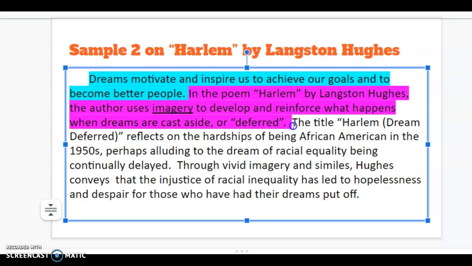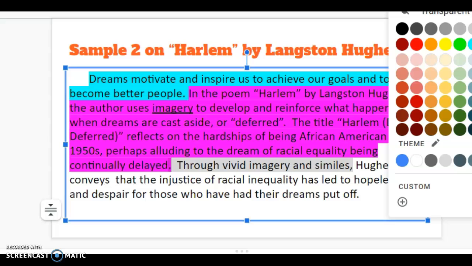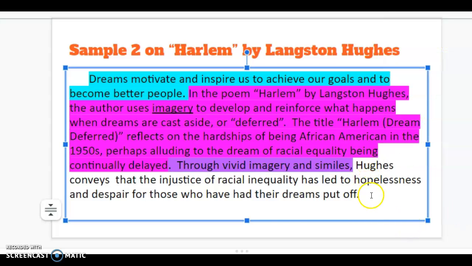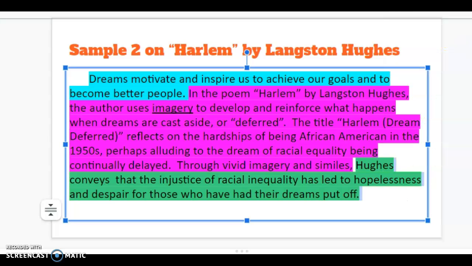The title Harlem reflects the hardships of being African American in the 1950s, perhaps alluding to the dream of racial equality being continually delayed. So you have a little bit of my interpretation here, because not everyone interprets every poem in the same way, but I'm also just providing that background as to what I think the title means. And then, again, there is imagery in this poem, and I said through vivid imagery and similes, so I'm focusing on the literary elements that I'll be presenting in my analysis in the body paragraph. Hughes conveys that the injustice of racial inequality has led to hopelessness and despair for those who have had their dreams put off. All right, and that is my central idea statement.